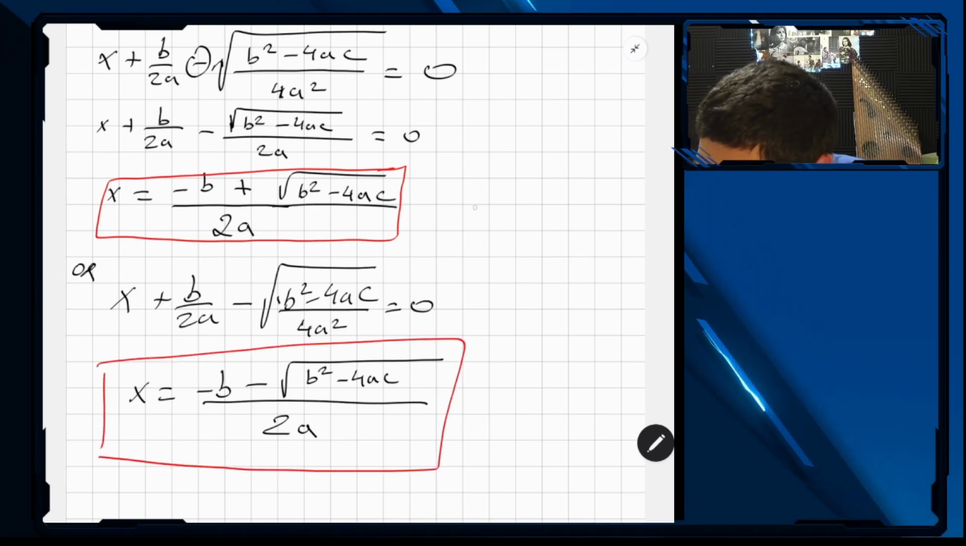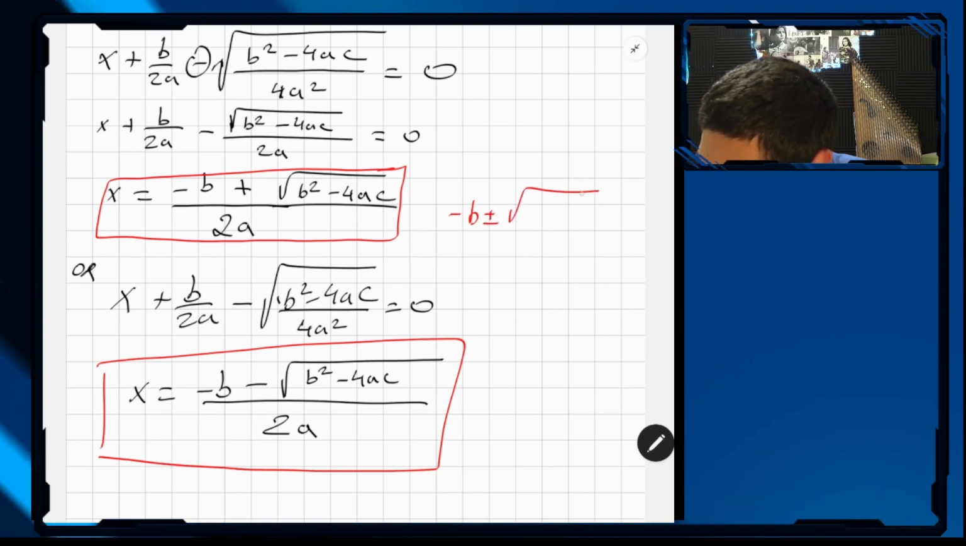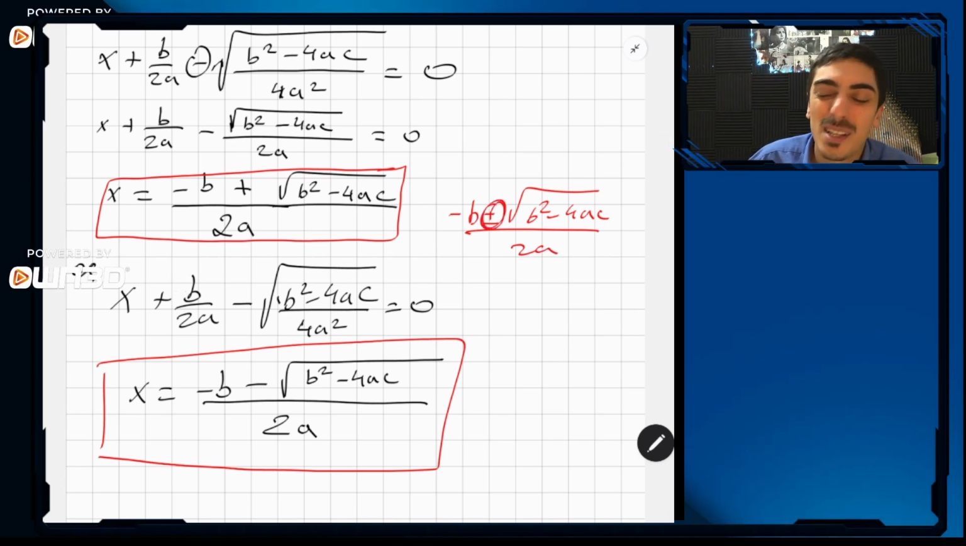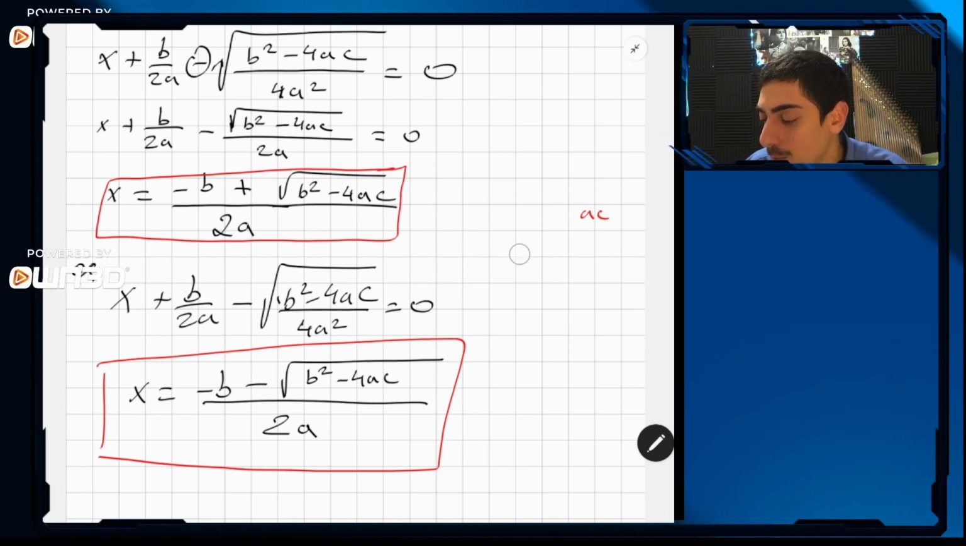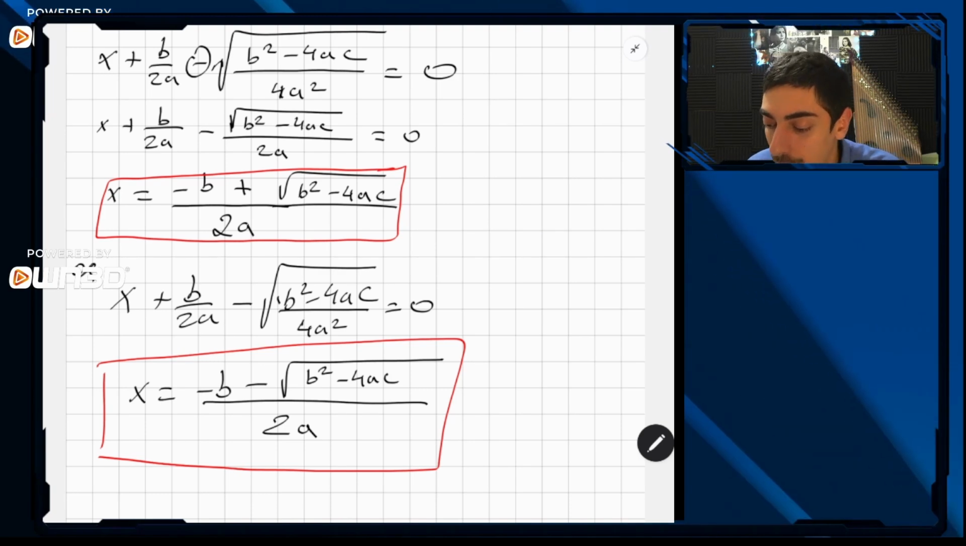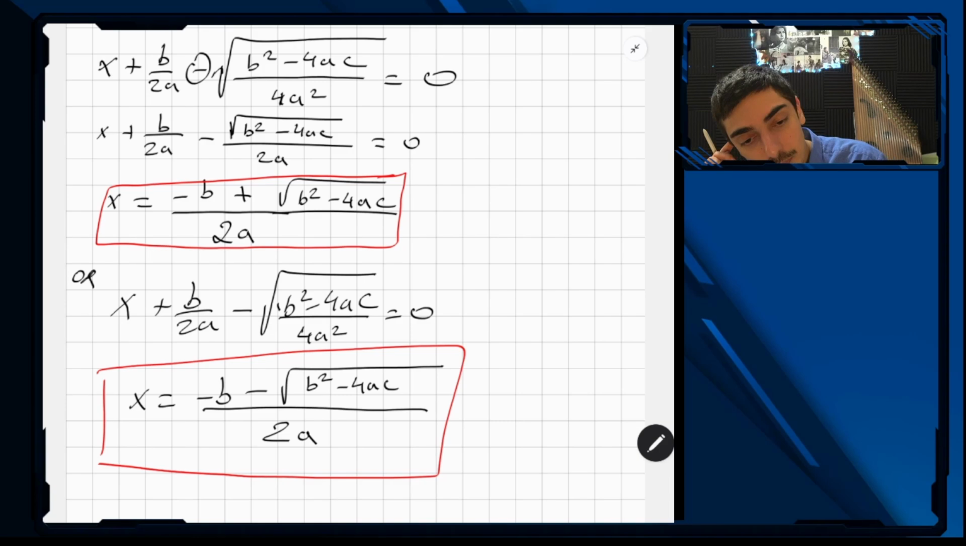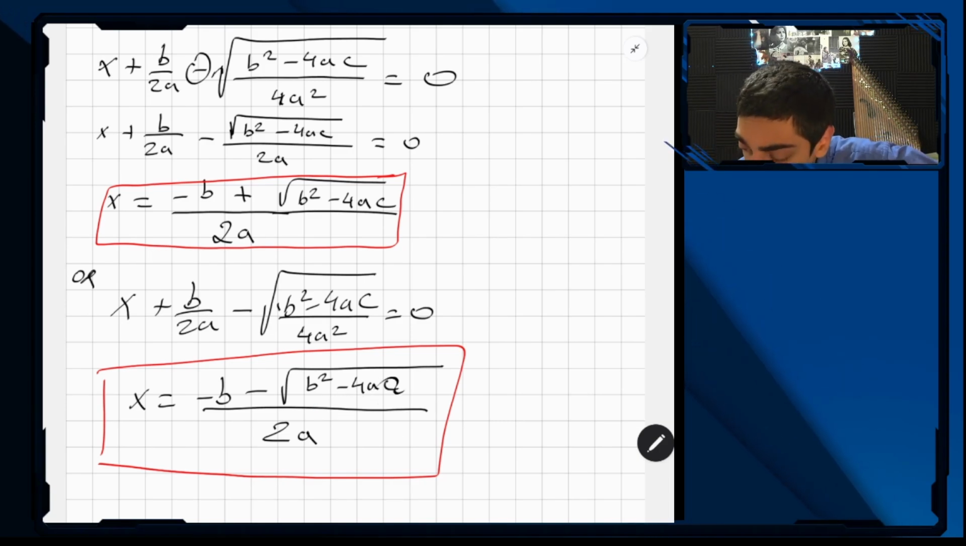Sometimes people write it as minus b plus or minus the square root of b squared minus 4ac over 2a, like that. Technically, you cannot write plus or minus. There's no such thing as plus or minus, but people understand what you mean. And so people have grown to accept this plus or minus business. So here it is. This is where it comes from.